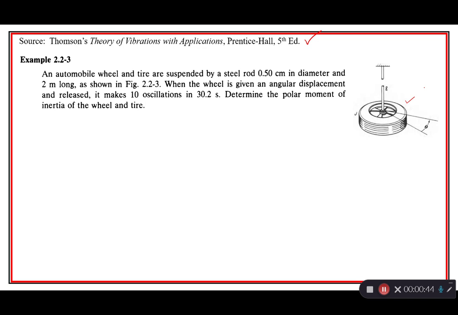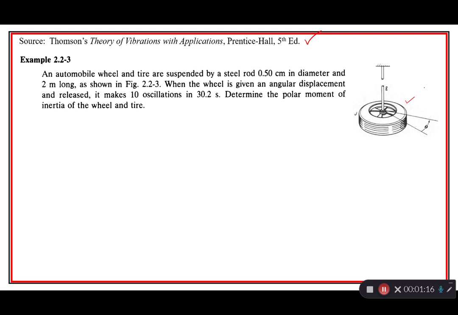As shown in this figure, when the wheel is given an angular displacement and released, it makes 10 oscillations in 30.2 seconds. Determine the polar moment of inertia of the wheel and tire. In this case, they mean the mass moment of inertia. We can expect to get units like kilogram meter squared.